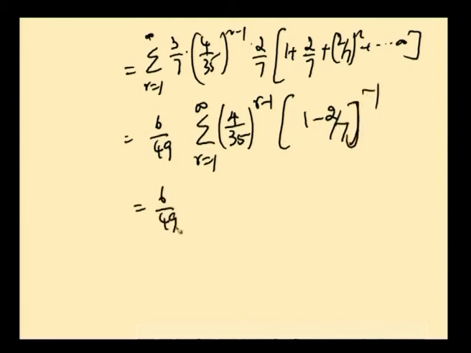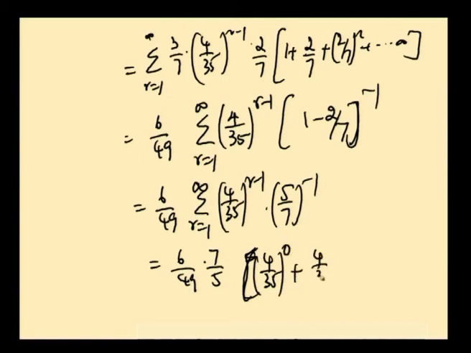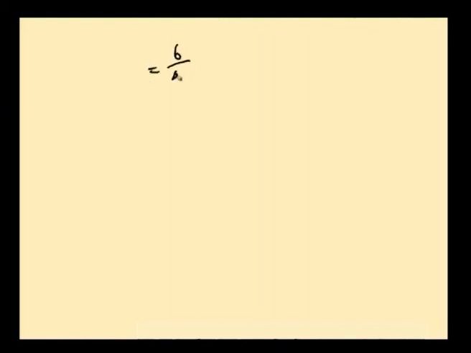So, 6 by 49 summation r equal to 1 to infinity, 4 by 35 whole power r minus 1 into 5 by 7 whole power minus 1, and thus that comes outside as 6 by 49 into 7 by 5, and the summation is expanded: 4 by 35 whole power 0 plus 4 by 35 whole power 1 plus 4 by 35 whole square plus etc. up to infinity. In this problem, calculation is very important, that is why the whole calculation is done here.